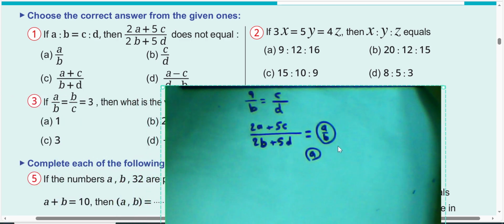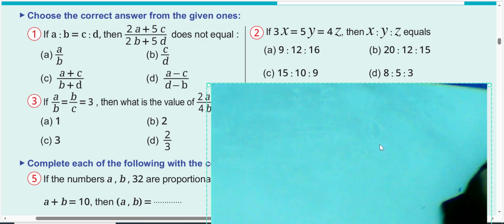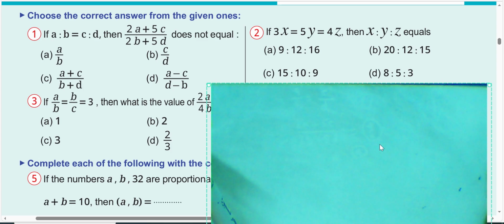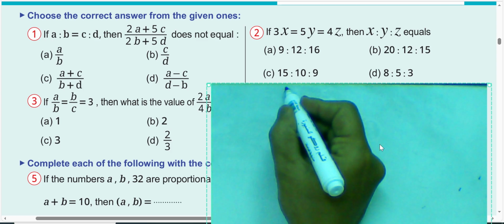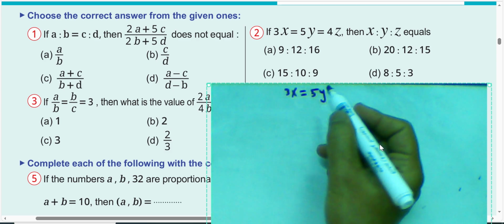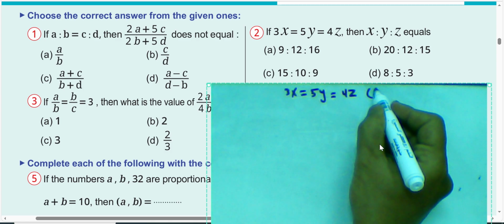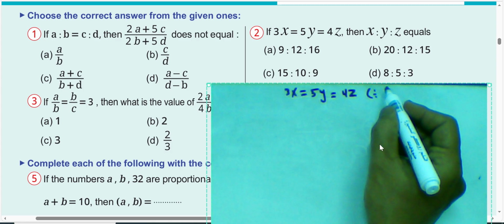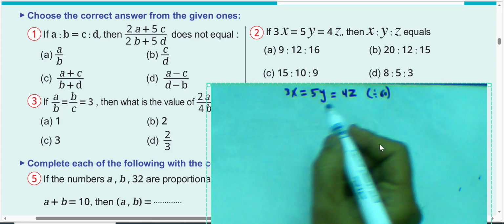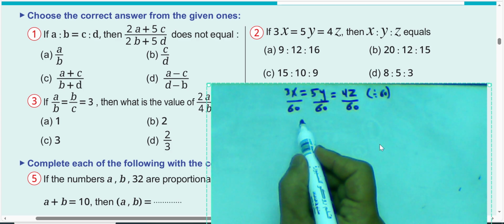Next question, number 2. The ratio between 3x to 5y. He wants us to find the ratio between x and y and z. He gives me the example: 3x equal to 5y equal to 4z. To solve the example, you must divide by the least common multiple of the three numbers 3, 5 and 4. 3 times 5 is 15, times 4 equals 60. And 60 is the least common multiple. We can divide it by 60 first and second and third.